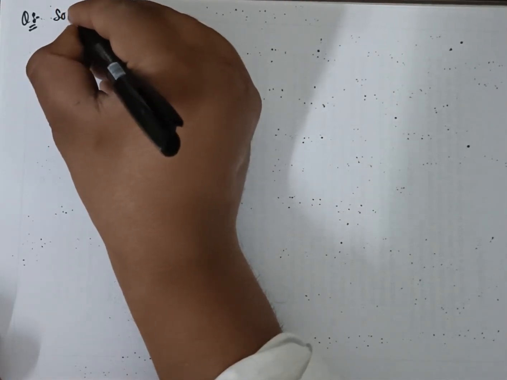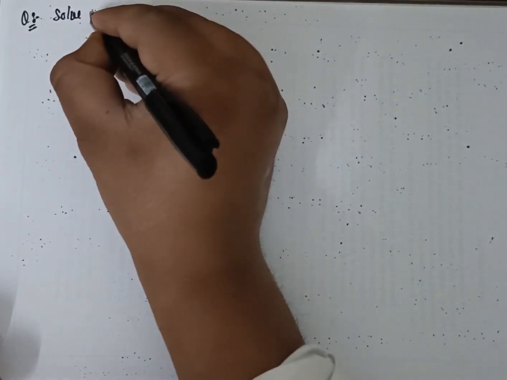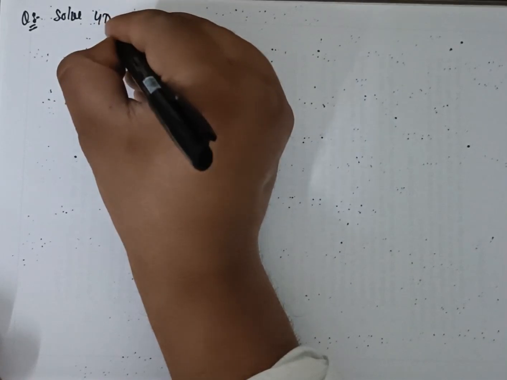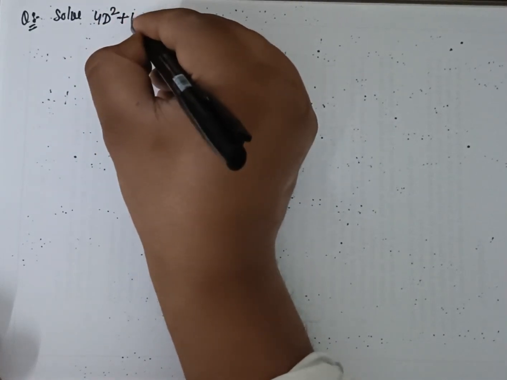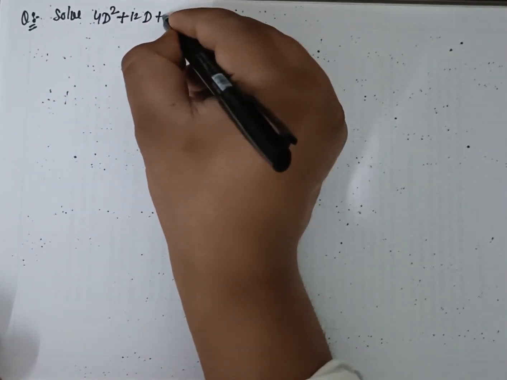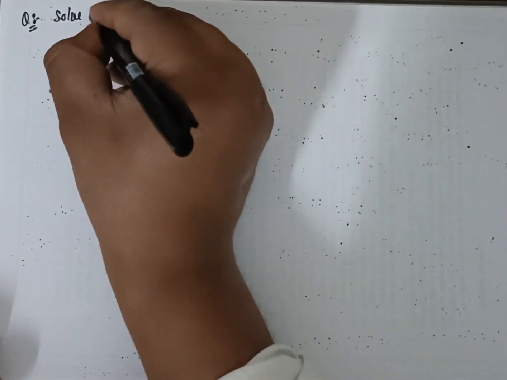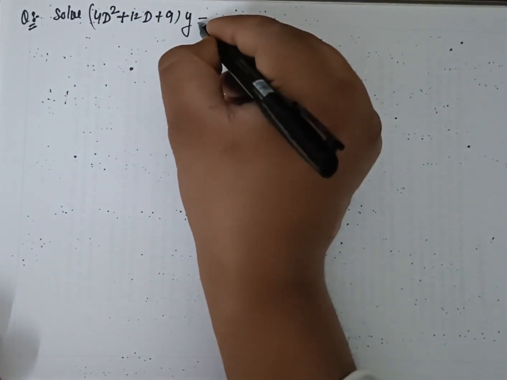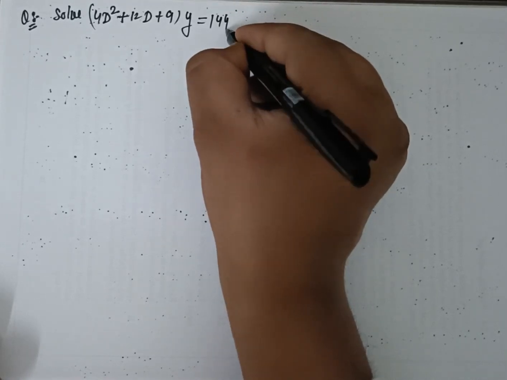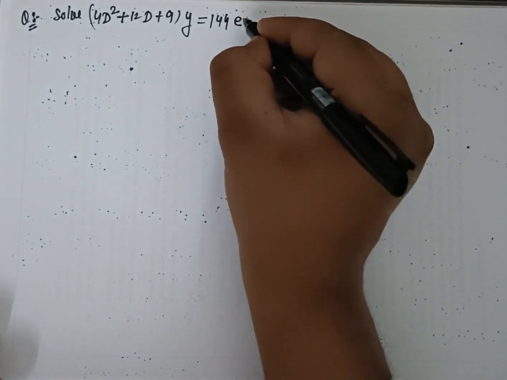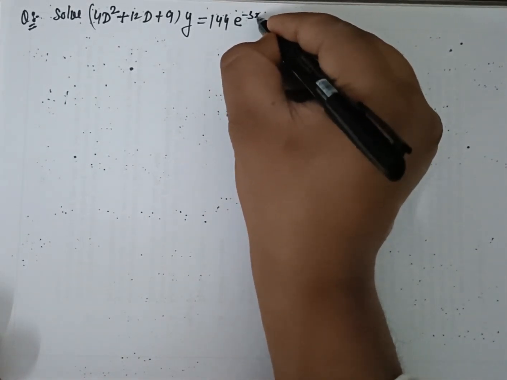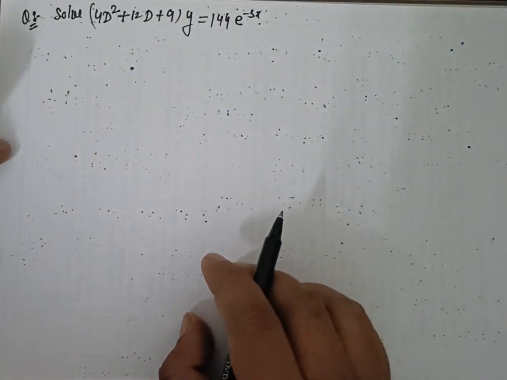Question number 1: solve (4D² + 12D + 9)y = 144 e^(−3x). Guys, we need to solve this question.